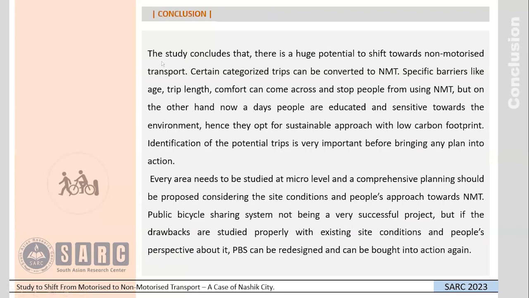The study concludes that there is a huge potential to shift from motorized to non-motorized transport. Certain categorized trips can be converted to NMT. Specific barriers like age, trip length, and comfort can come across and stop people from using NMT. Every area needs to be studied at a micro level, and comprehensive planning should be proposed considering the site conditions and people's approach towards NMT. Public bicycle sharing systems have not been very successful, but if the drawbacks are studied properly with existing site conditions and people's perspective, PBS can be designed and brought into action again.